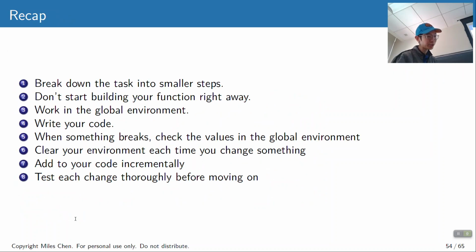So a little bit of just strategies there. Again, break your task down into smaller steps, and don't start building a function right away. Work in the global environment and get a chunk of code working, right? And anytime you get some kind of code working, try it out with different examples. Don't get satisfied and just say, okay, it works for my one test case, right? Try different test cases. See if you can break your little piece of code. And if you can't break it, then move on to the next thing, right? And just make sure everything's working, okay? And add to your code incrementally and test each change thoroughly before moving on.